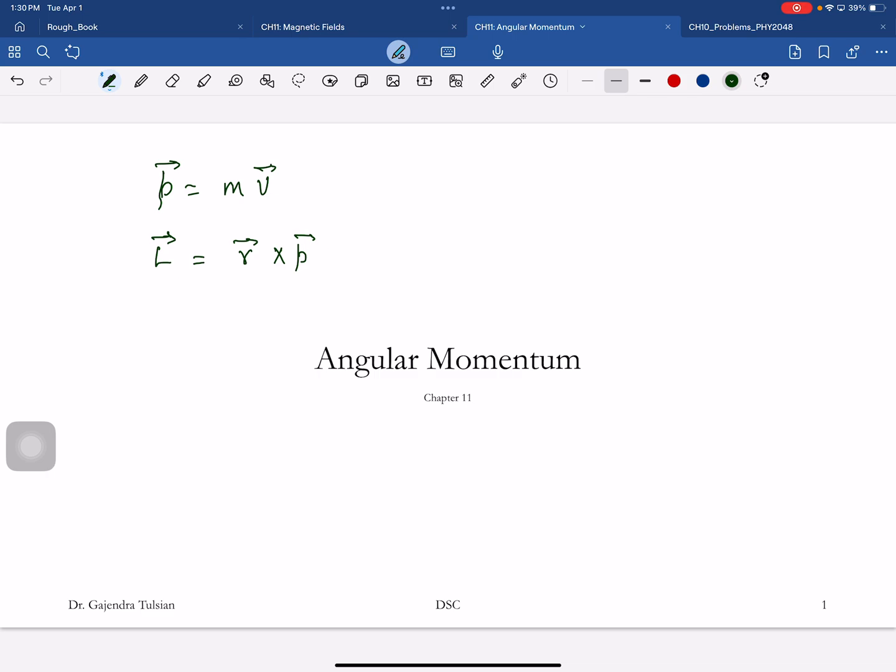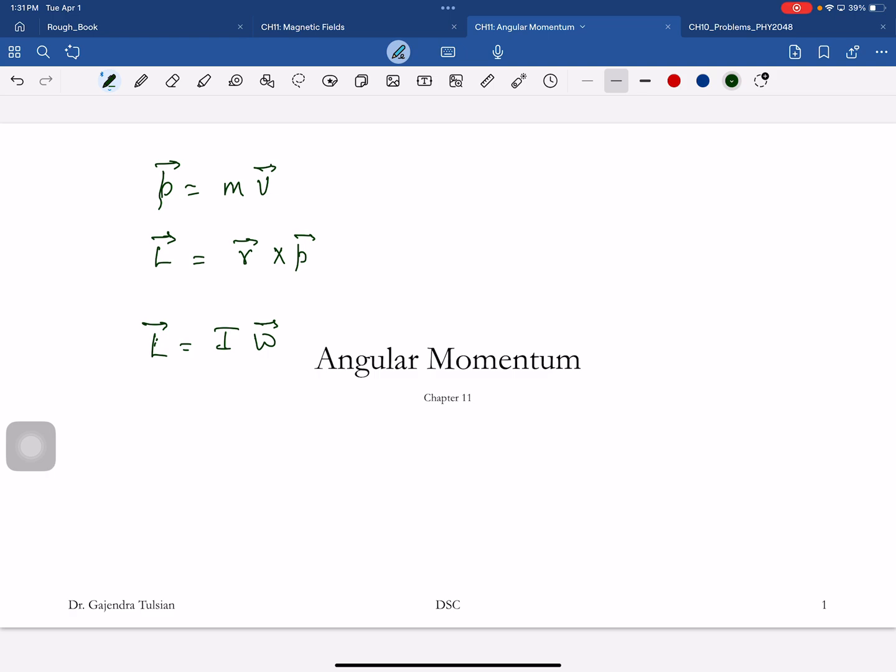All right, and you'll see angular momentum will be, just like this formula, for a rigid object, angular momentum will be given by that. Okay, mass gets replaced by the moment of inertia, linear velocity gets replaced by angular velocity.